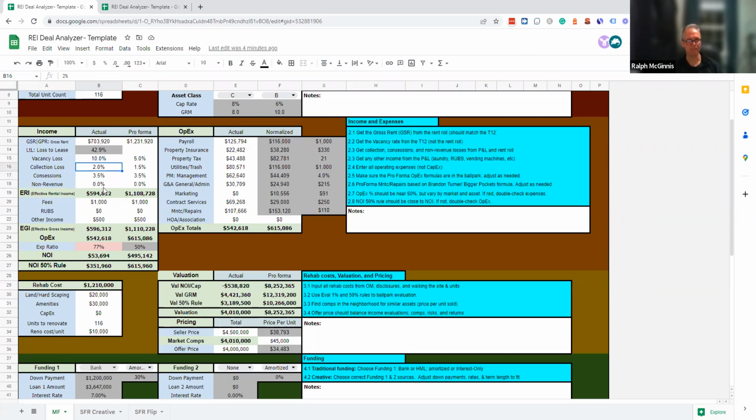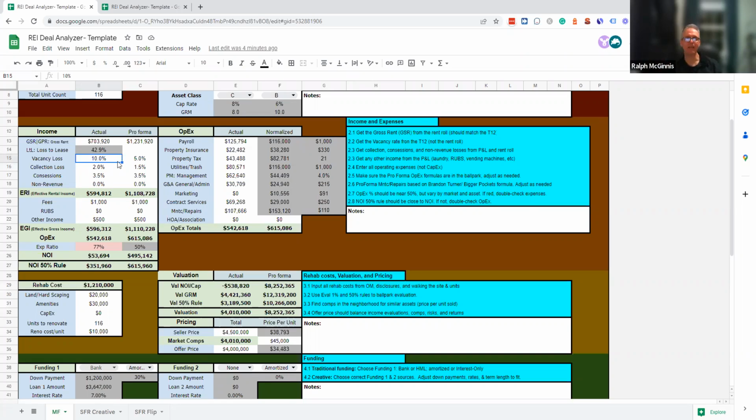Collection loss, you're going to see more collection loss in your lower end classes. So a D class especially, and then a C class perhaps. So that's there, it's real. The higher end tenants like class A and class B, you probably won't have a collection loss.